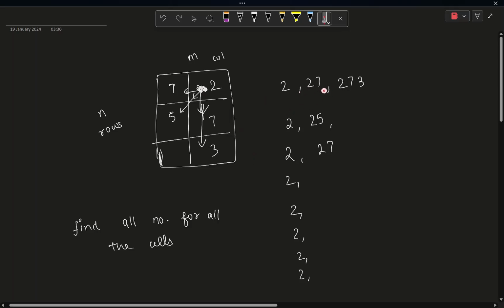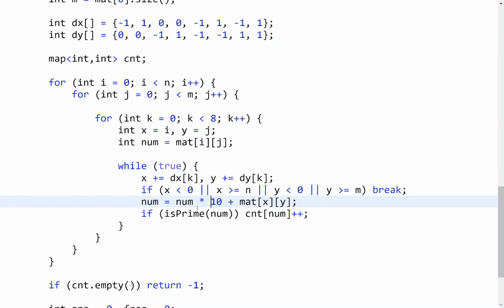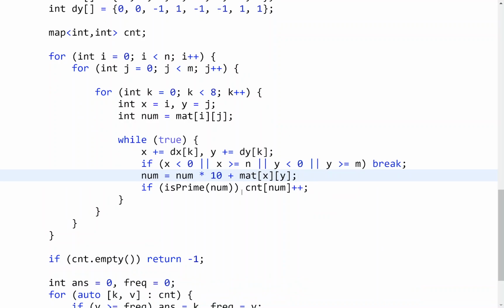It is up to you. I prefer, for making 27 become 273 on adding 3 at the back, to multiply 27 by 10 and then add 3. So that's what I'm doing here. I'm multiplying the number by 10 and adding the new digit.